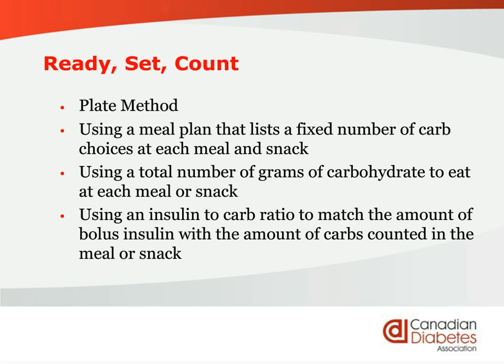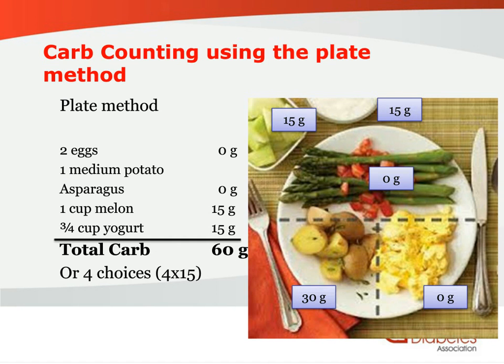So the first one is the plate method. And you'll see here we have half of the plate is vegetables or free vegetables. A quarter is our protein. Again, those have no carbs. Then we've got a quarter of our plate, or about 30 grams of carbs in our starchy food. And then we've also got a serving of milk and a serving of fruit. And that there would be 60 grams of carbohydrates, or 4 choices.